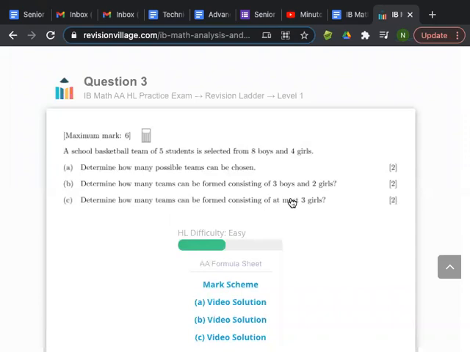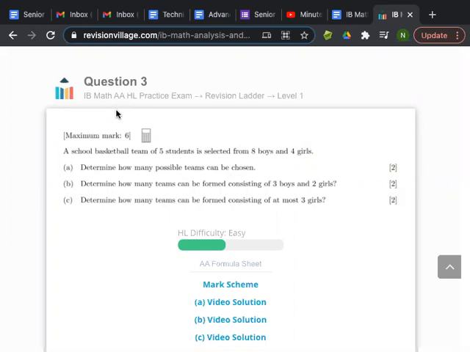Okay, this one. A school basketball team of 5 students is selected from 8 boys and 4 girls. Determine how many possible teams can be chosen. Oh, wait. You could write it all out, right? Isn't there the thingy, there's Words are hard. I can go for math.